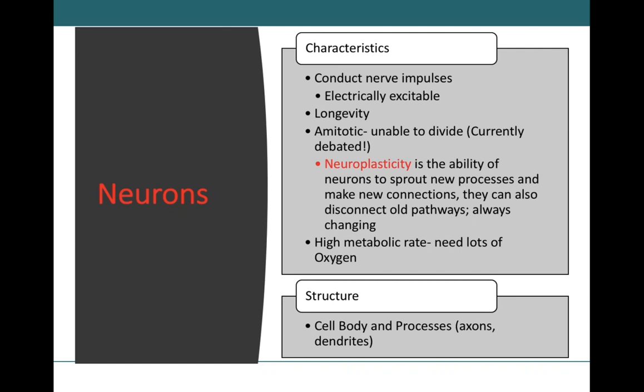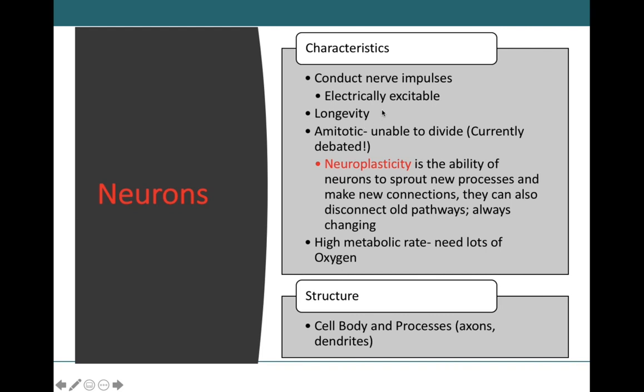Now the two other major characteristics we see here, longevity and high metabolic rate. A high metabolic rate just means that our neurons need a lot of oxygen at all times. Our neurons cannot go without oxygen for very long, or it will cause damage to our neurons. And this is why when blood flow stops to the brain, that can cause a lot of damage to the nervous tissue that's found within our nervous system. So these cells require lots and lots of oxygen. Other cells in our bodies can go without oxygen for a little bit longer, but these cells are very sensitive and they'll need a lot of oxygen all the time.